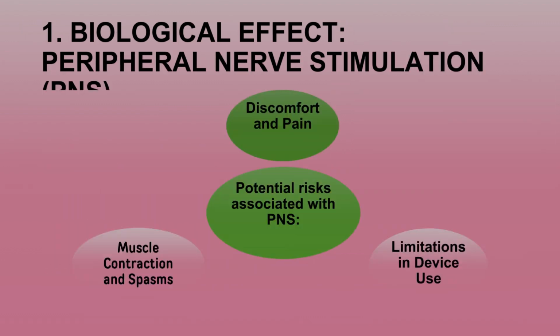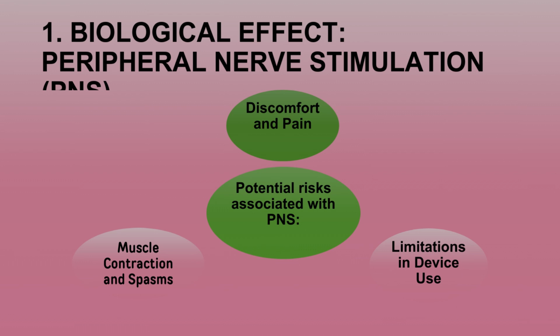These are the potential risks associated with peripheral nerve stimulation. At first, discomfort and pain. Peripheral nerve stimulation can cause discomfort or pain depending on the strength and frequency of the induced currents. Unintended stimulation of nerves can lead to sensations ranging from tingling to painful muscle contractions.